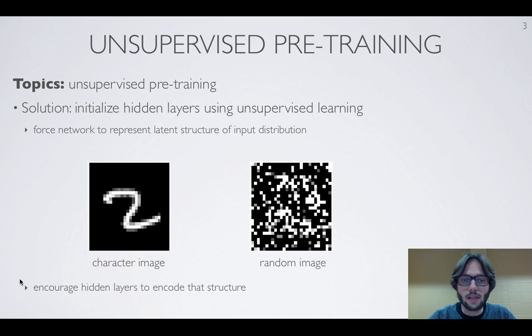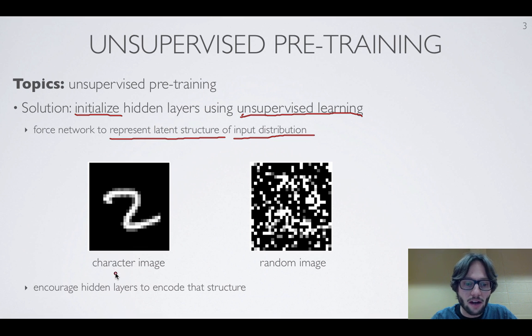So the solution is actually fairly simple given what we've seen so far. The idea is just to change how we initialize the parameters of the hidden layers. Specifically, we're going to use unsupervised learning to initialize the parameters of the hidden units in the hidden layers. The idea is that we want the neural network to not just extract features or representations used for classification, but also extract more information about the specificities of the input distribution. In particular, we want to encourage neural networks that can represent this latent structure that's specific to the input distribution on which we're training.